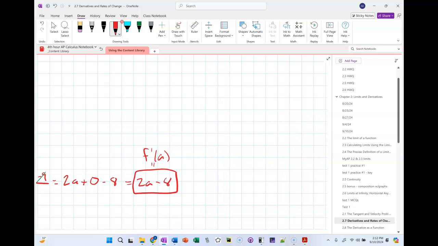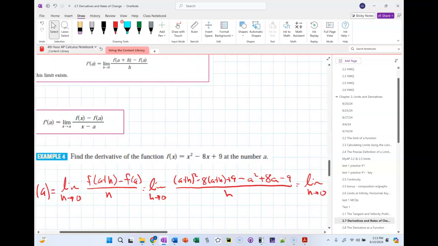That's kind of neat. So if you put any value of a into that equation, it gives you the slope of the tangent line at that specific value of x. Everybody's cool? That's pretty neat, Mr. Kulik. That's really cool.